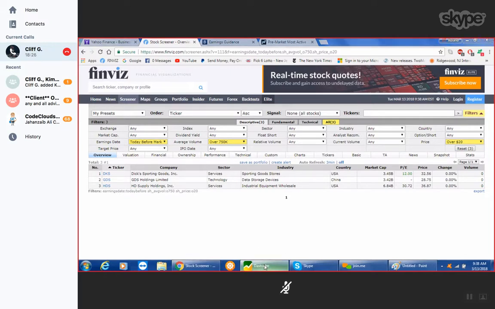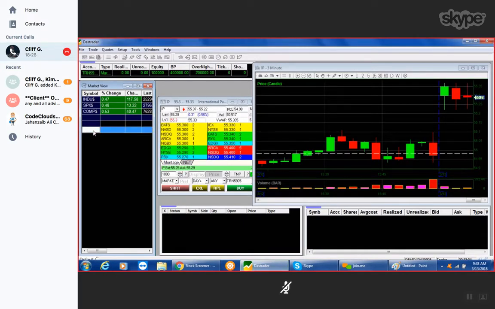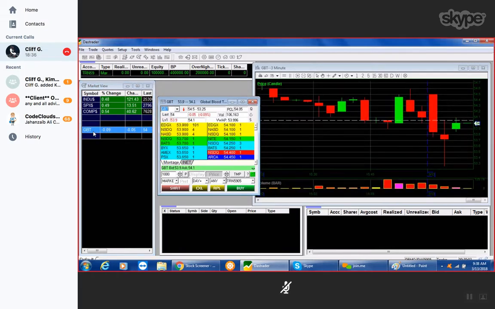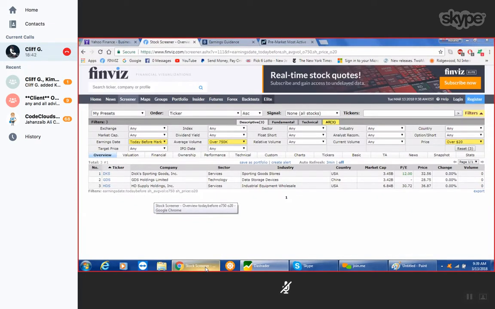Okay, so let me add right here. I'm going to add GBT right off the bat because it came out with, excuse me, GBT. Okay, here's the GBT. Nothing happening yet, but that's all right. We're going to load 20 names and see what happens. Then we have these 3. Okay. HDS.